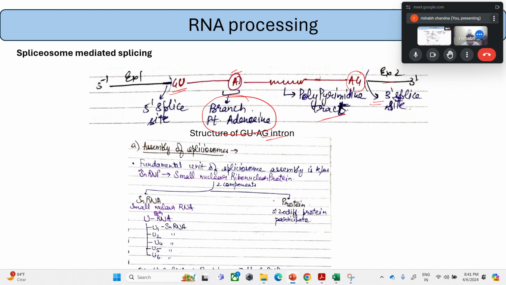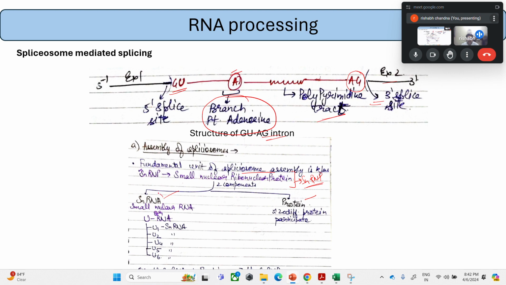Now we'll talk about how these particular regions are involved in attracting the different spliceosome proteins and its extraction from the RNA. The fundamental unit of the spliceosome assembly is known as small nuclear ribonucleoprotein, called snRNP. Here two components are there: one is the RNA component and one is the protein component. That is why it is called ribonucleoprotein.